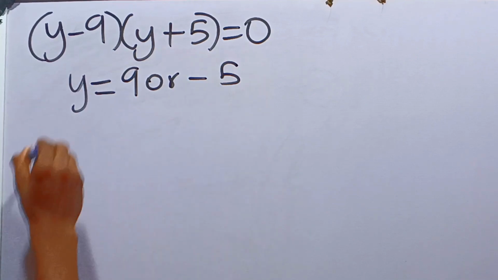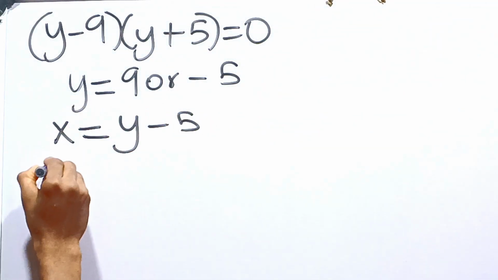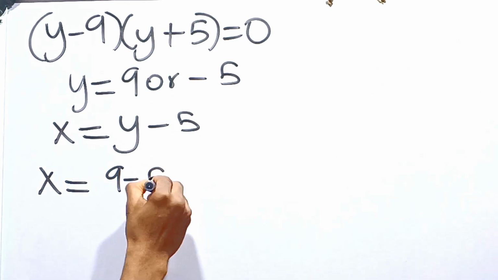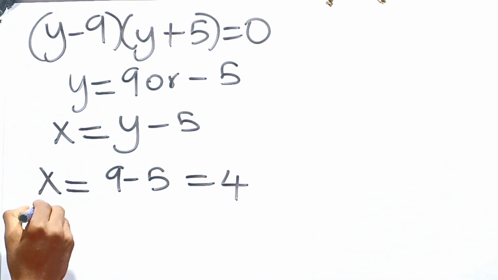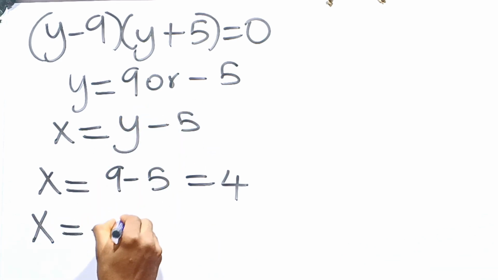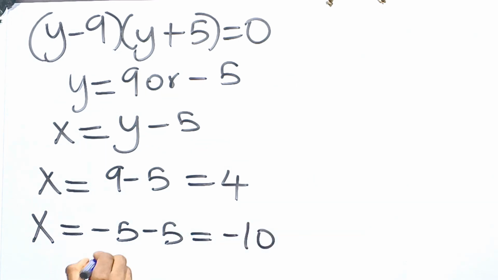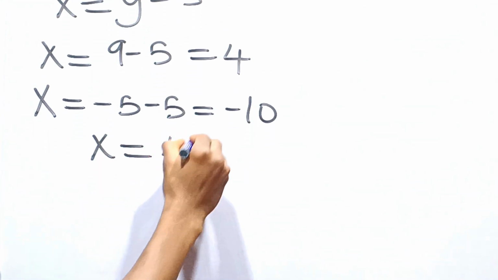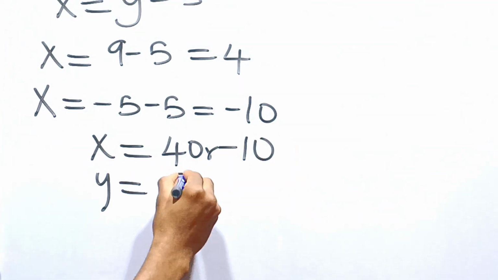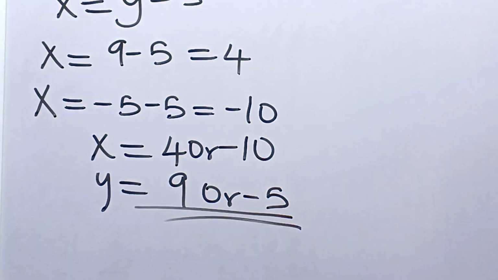5. But recall that x is equal to y minus 5. Hence our x here will be equal to, when y is equal to 9, 9 minus 5, which is equal to 4, or x is equal to, when y is negative 5, negative 5 minus 5, which is equal to negative 10. So x is equal to 4 or minus 10, and y is equal to 9 or minus 5, and this becomes the answer to this question.